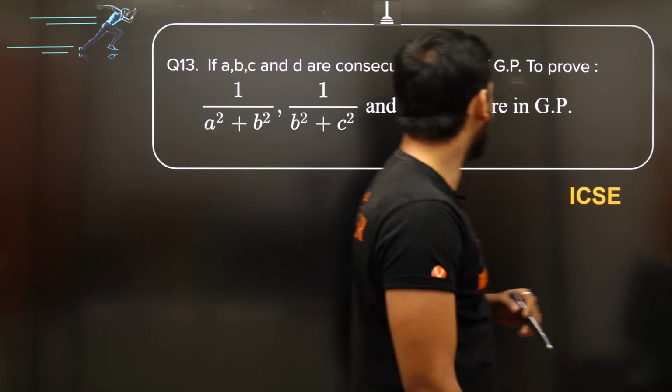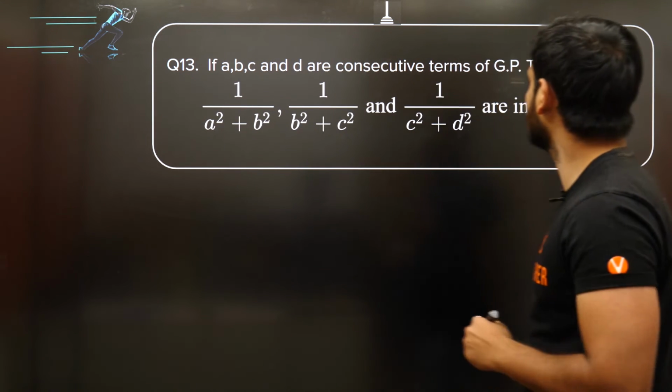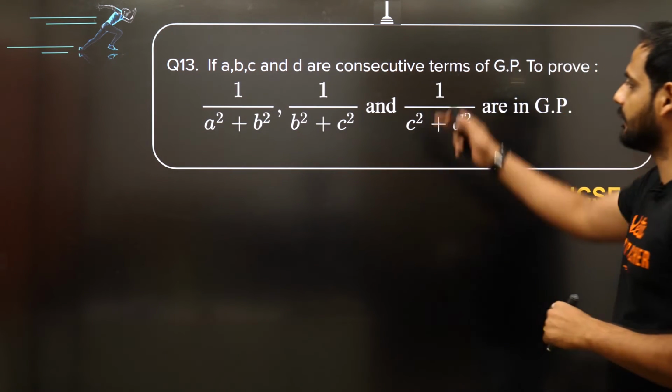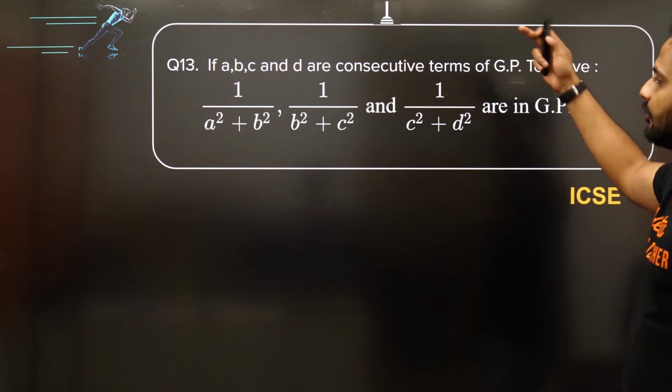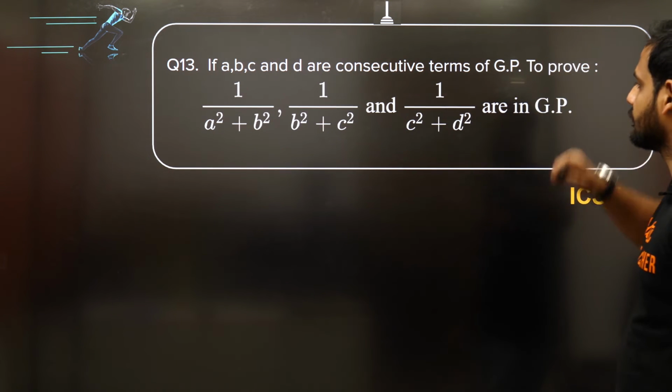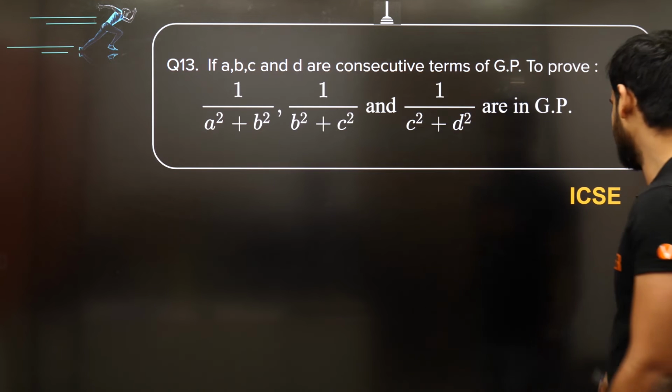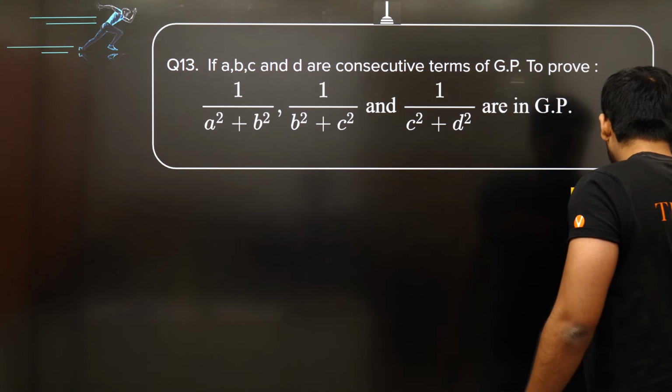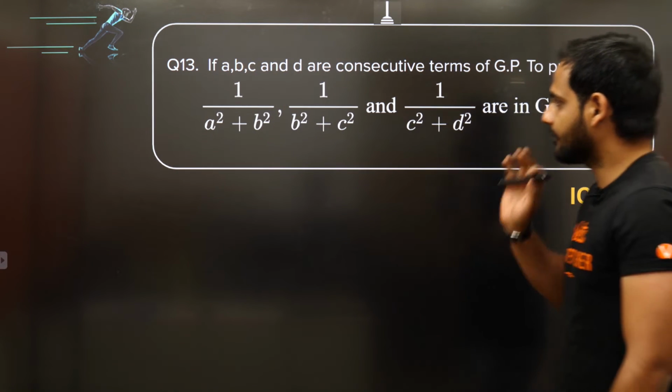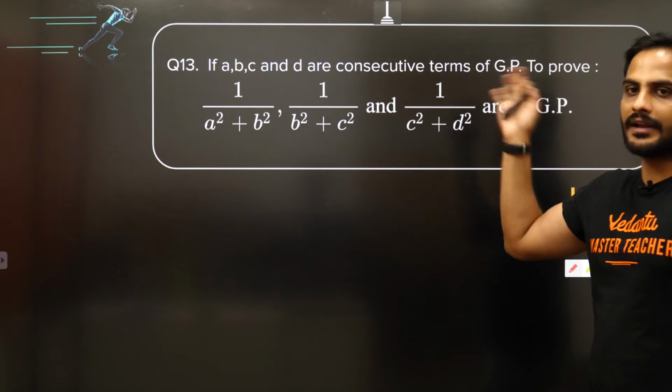If A, B, C and D are the consecutive terms of a GP, prove that 1 by A square plus B square, 1 by B square plus C square and 1 by C square plus D square are in GP. So now what I will do, listen: I want to prove that they are in GP.